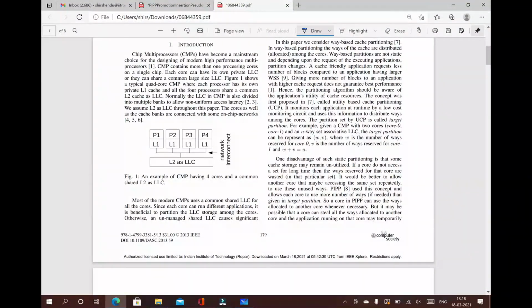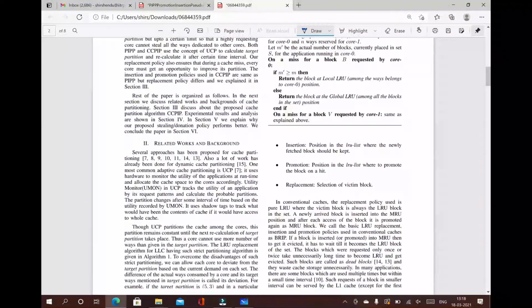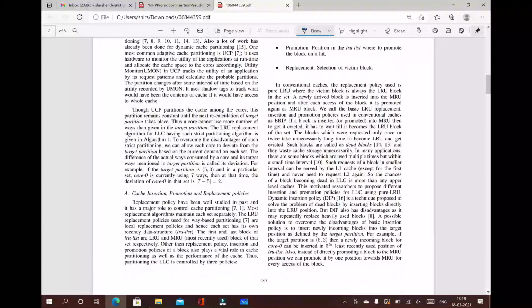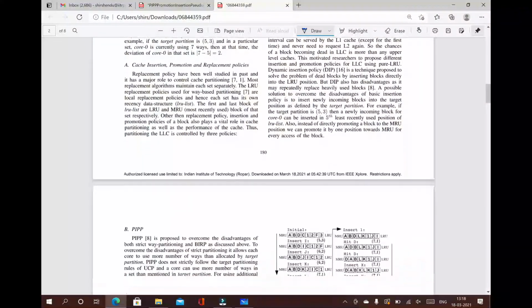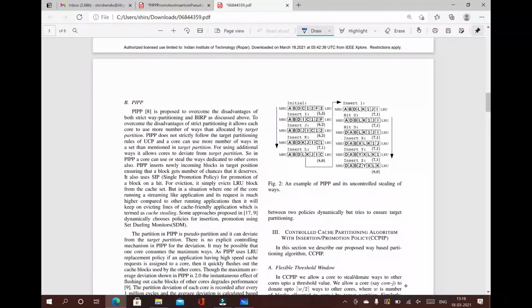When you read the paper, you will see that the experiment is done with not just two cores here. There are four cores used for these experiments, but I'll not explain this paper in detail. Most of the things written here will be familiar to you. There is an example here similar to PIPP, but it shows how it is different from the example of PIPP, and it's uncontrolled stealing. Uncontrolled stealing is the main concept that this paper addresses.